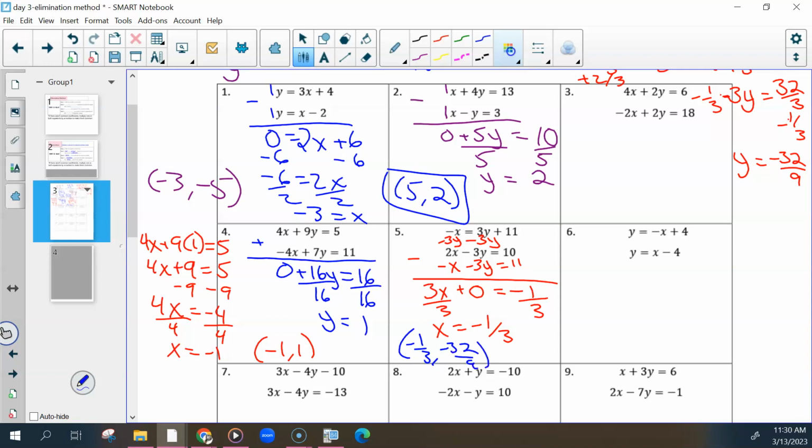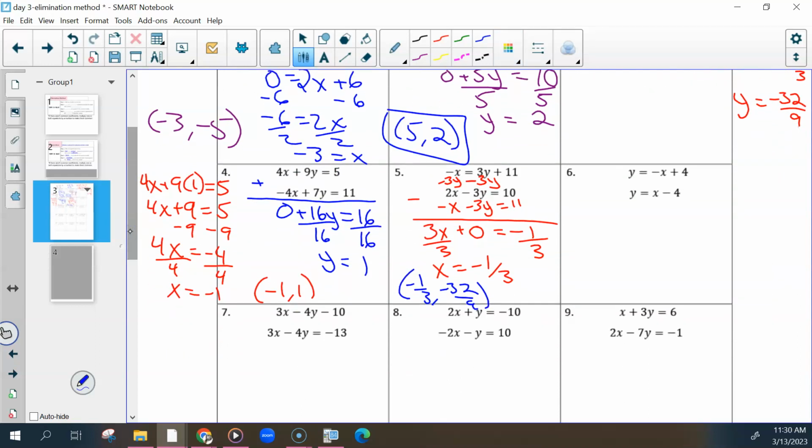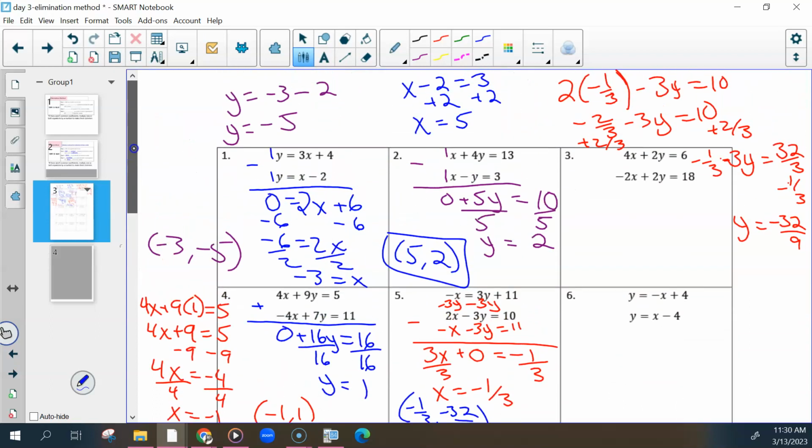It's a weird solution. The 3y was negative, but I didn't bring that down the second time. So when you flip it, you're not making the negative reciprocal, it's just the reciprocal. Okay. Other questions on that one?